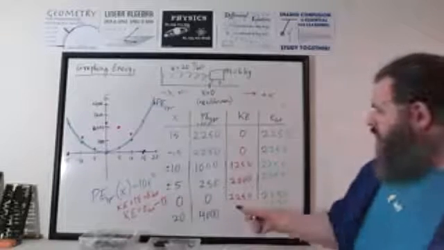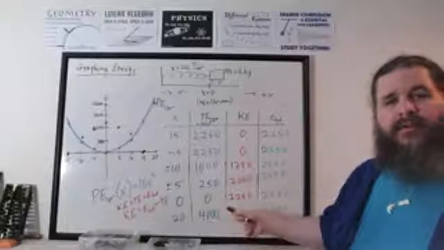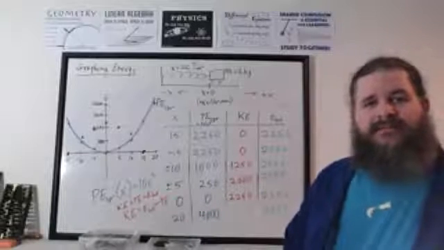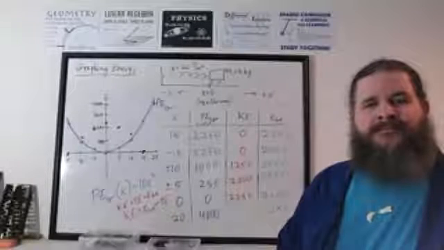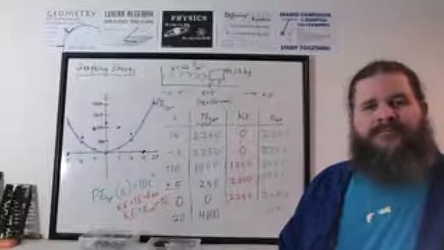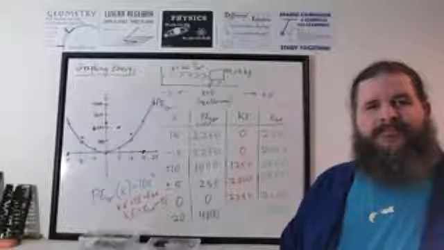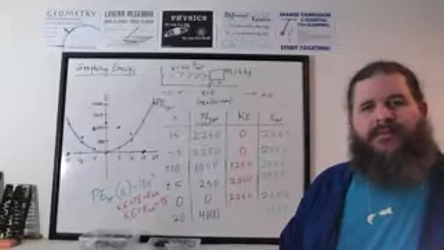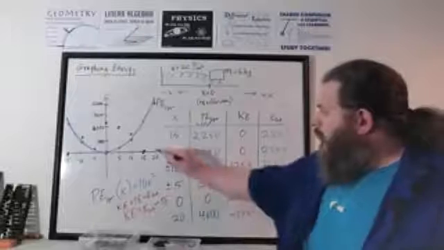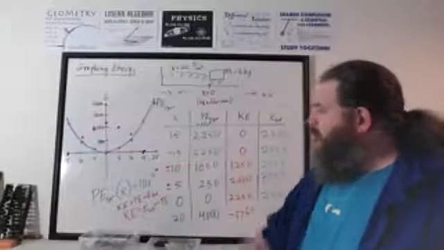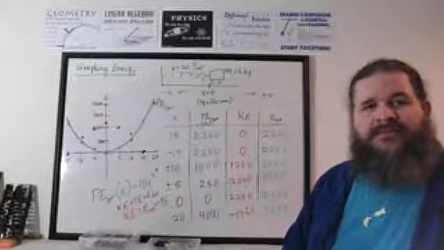And also, if we went one step further, when x is 20, potential energy is 4,000. So what would kinetic energy have to be? Negative 1,750. And why is that a problem? What should we expect about kinetic energy values?